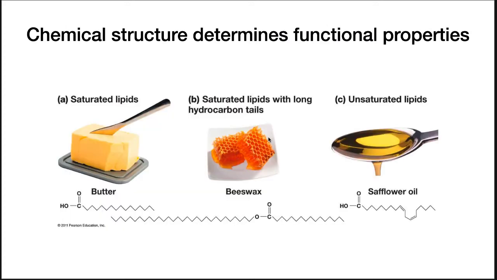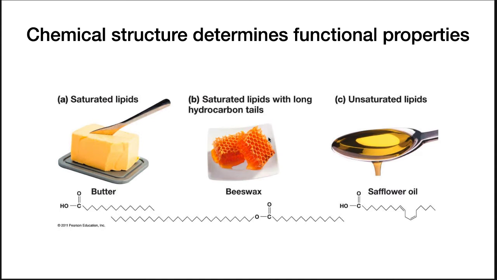An important concept to understand before talking about membranes is that chemical structure determines functional properties. A great example is how the amount of saturation and the size of lipids determines their liquefaction temperature. Unsaturated lipids, those with double bonds such as safflower oil, are liquid at room temperature. The double bonds cause a kink in the molecule's chemical structure, making it more difficult to pack into a solid and requiring a lower temperature for it to do that.